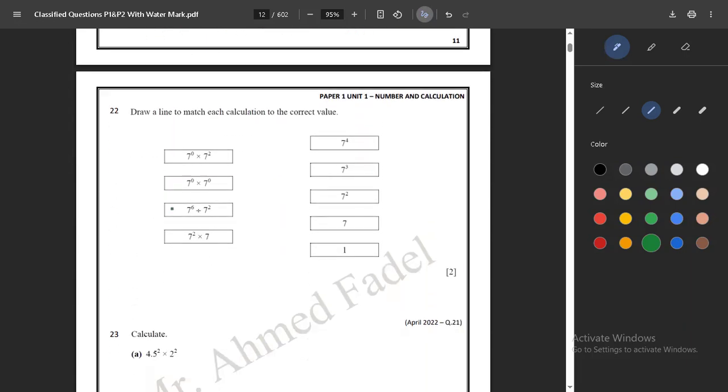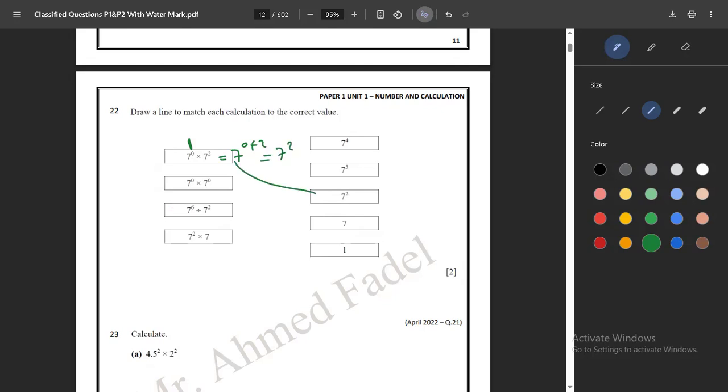All right. 7 to the power of 0 times 7 to the power of 2. We agreed that anything in the world to the power of 0 is 1. So it's as if you're saying 1 times 7 to the power of 2, which is 7 to the power of 2. Or we agreed that if the bases are the same, we add the indices. So it is 7 to the power of 0 plus 2, which is just 7 to the power of 2 as well.